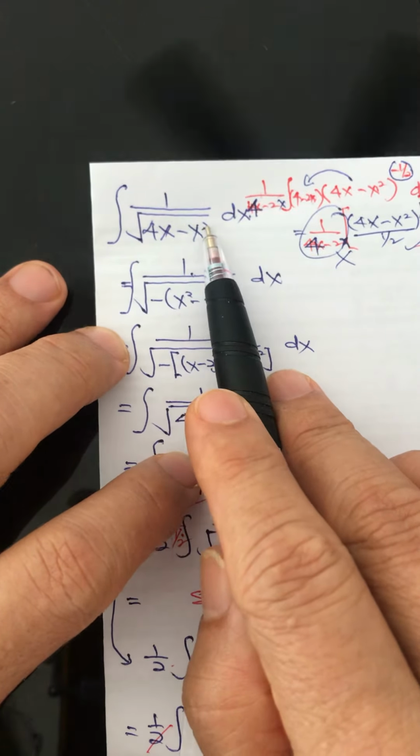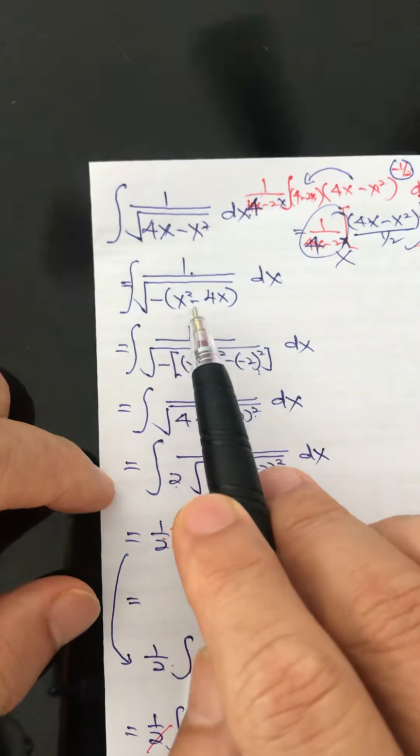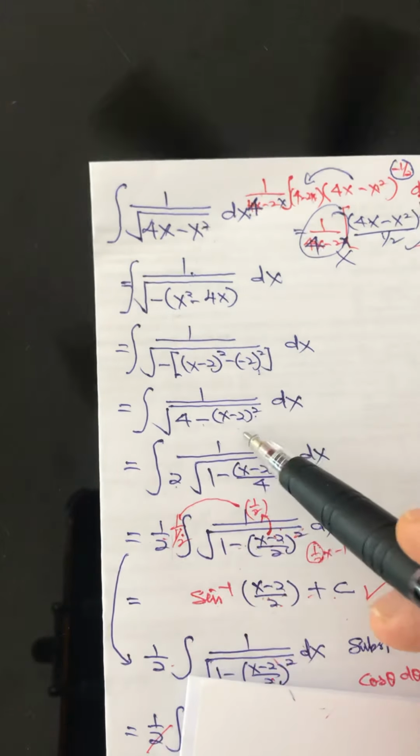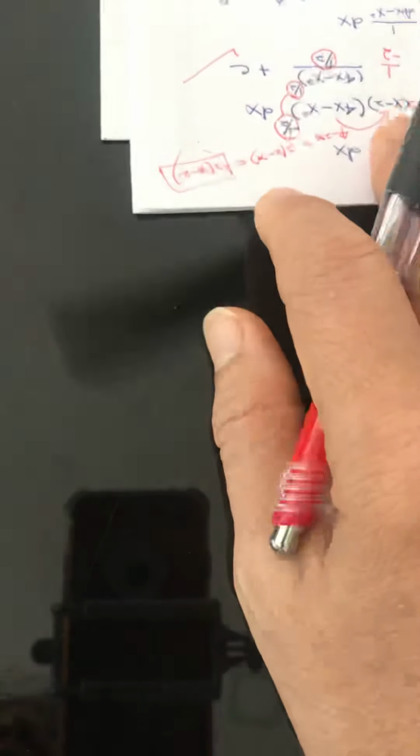Okay, so next time you see this, even though the square root sign with the square like that, don't panic. Use completing the square to make it arcsine. Okay, I show you another example. Look at this one.